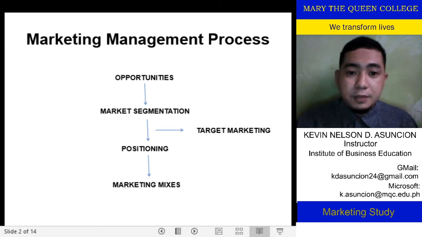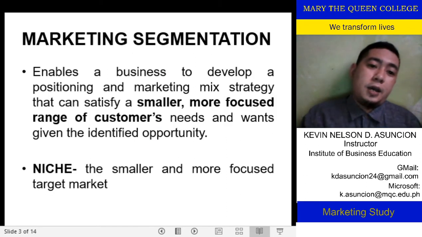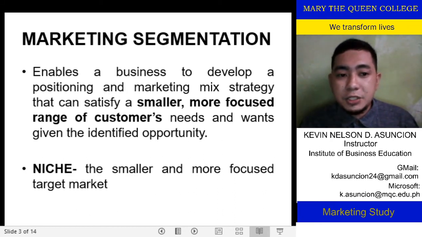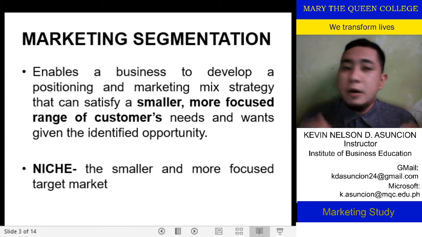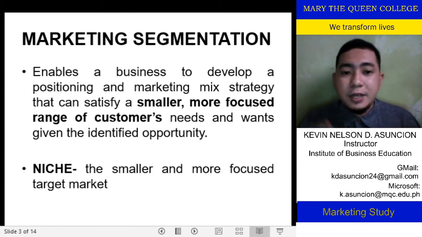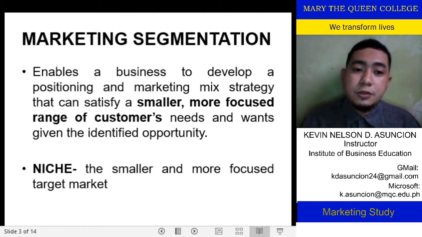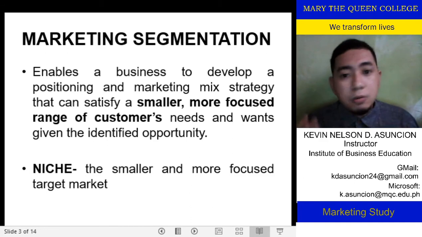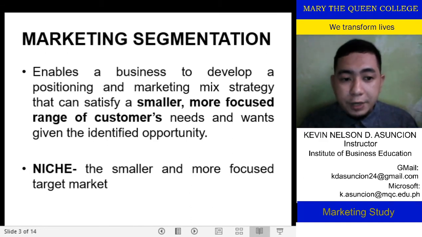So, let's proceed. Market segmentation enables a business to develop a positioning and marketing mix strategy that can satisfy a smaller, more focused range of customers' needs and wants given the identified opportunity. So, kung natatandaan ninyo, I always tell this that wala yung ibang mga plans kung walang marketing. Wala yung ibang mga plans ng business plan like the technical study, the financial study kung walang customer. So you need to know who your customers are and what they want, no?